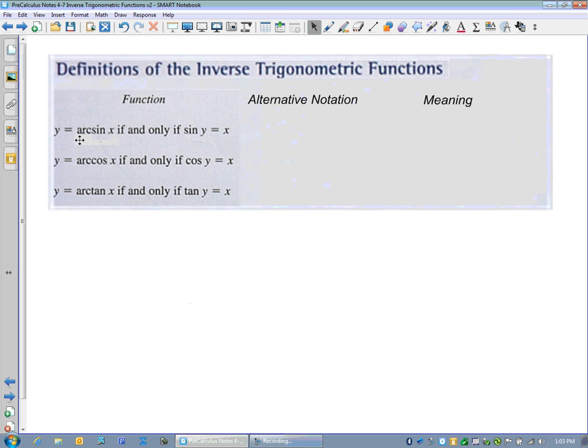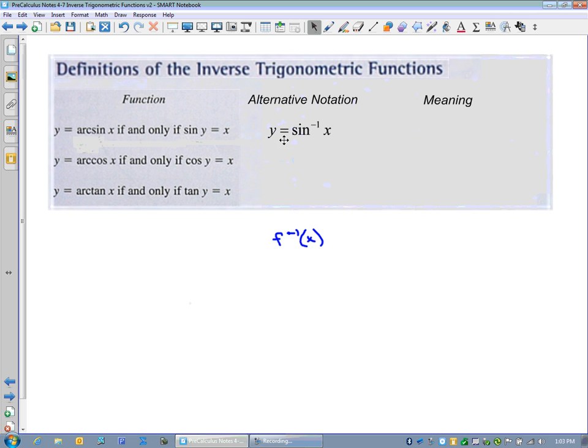And arc sine is the way we say the inverse trigonometric function, the inverse sine. In other words, there is an alternative notation, which is y equals sine to the -1 power, but it is not a -1 power. It actually has to do with the inverse function, just like the notation for f inverse of x. So this would be the inverse sine.